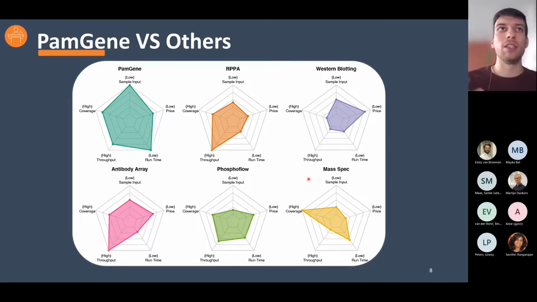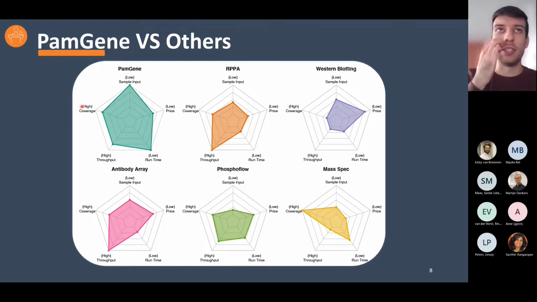To really make this an interesting comparison, we looked at 5 different aspects of each technology. At the top, we compare the sample input. So how much sample do you really need to add? In this case, the lower sample input you need, the better. The price per sample, of course, is very important for most people. How fast the run is. In this case, a faster run is, of course, better. How high the throughput is. So how many samples can you measure at the same time? Is it possible to multiplex samples? And finally, the coverage. In this case, this is the coverage of the kinome.